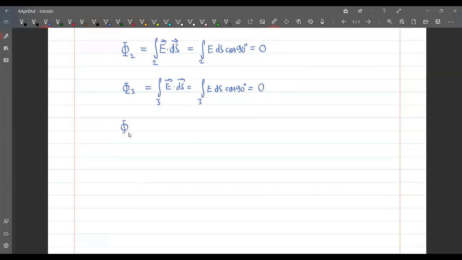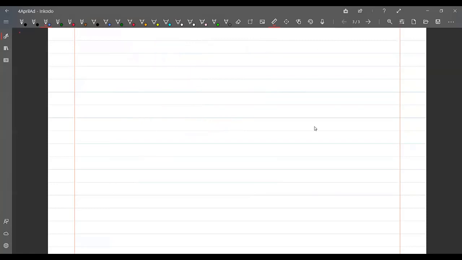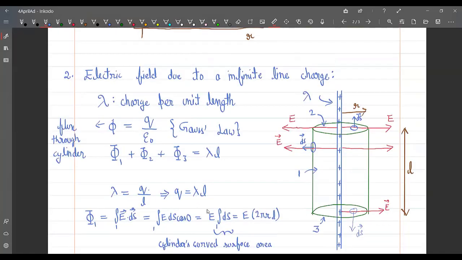So if you write the net flux is equal to phi1 plus phi2 plus phi3, this gives you lambda L. And phi1 you can write from here. Value of phi1 is E into 2 pi r L.